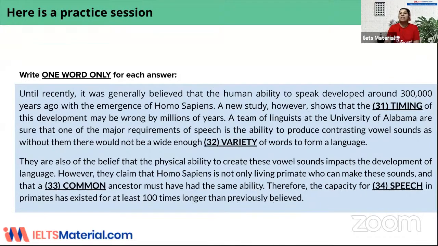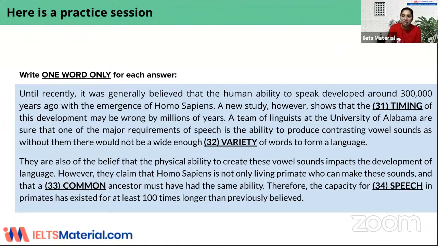Okay. So the answers are timing, variety, common, speech. This was most probably paraphrased where you would have listened to a long speech. Yes, timing, variety, common, speech. It is actually timing. Dilpreet, the first answer is timing. Okay. And these are the correct answers. They said very clearly describing that.